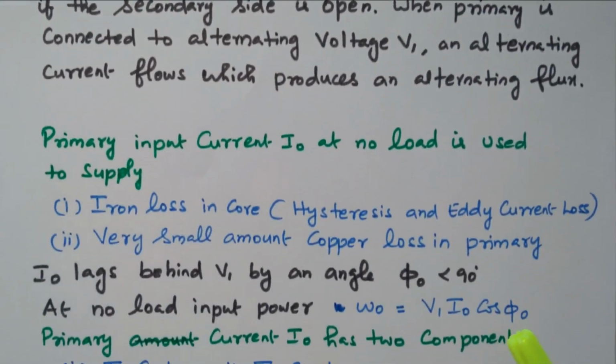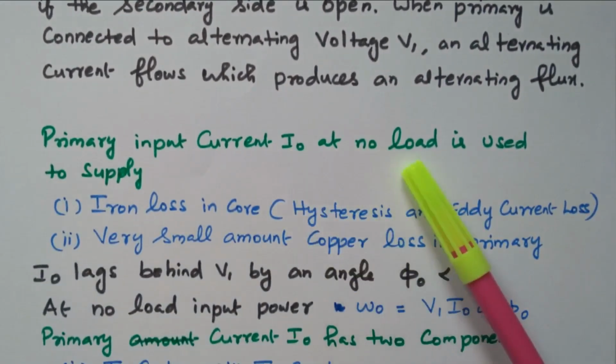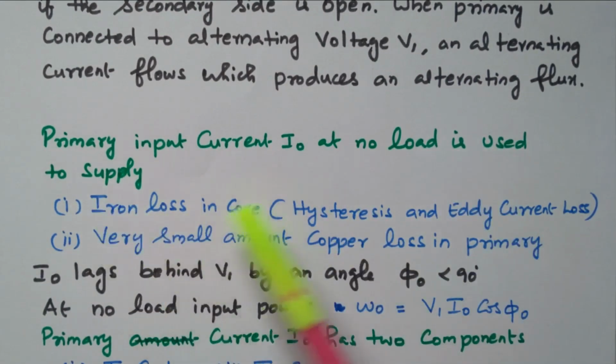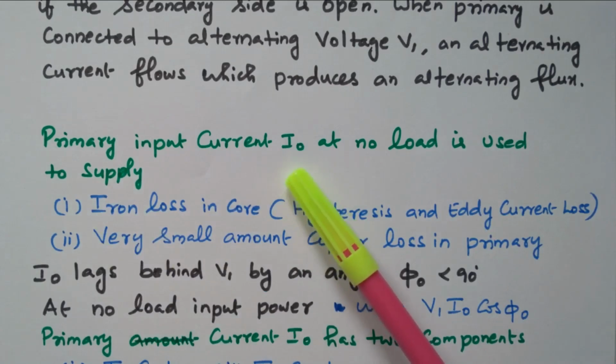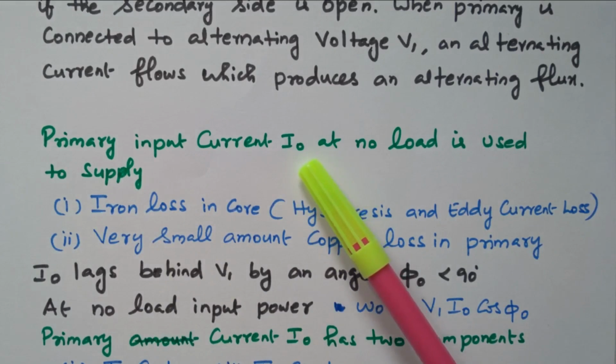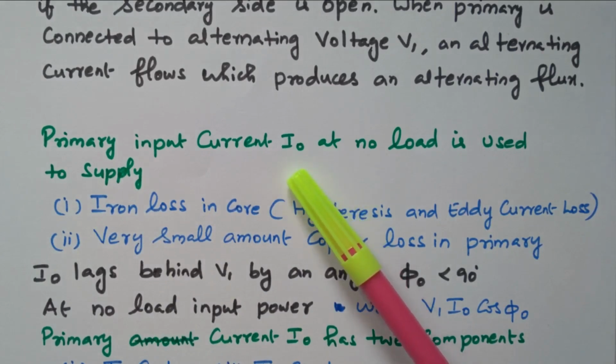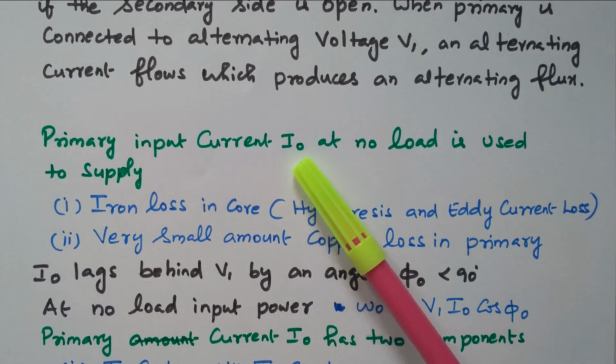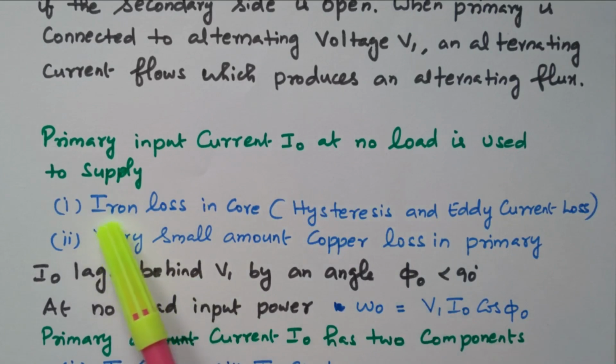So the primary input current I0 at no load is used to supply. A little amount of primary current will flow, because the secondary is still open. So the load is not available, but only a very small amount of current is flowing in the primary winding. That is due to two components available.